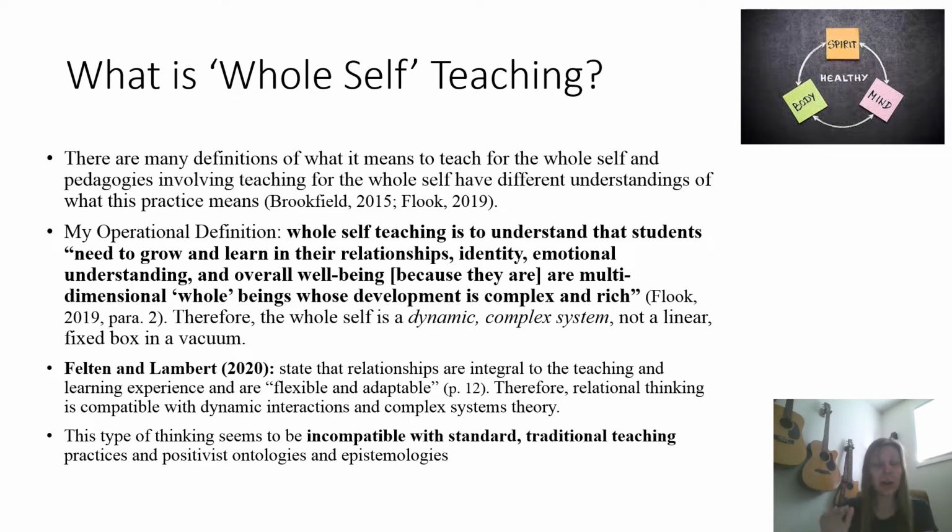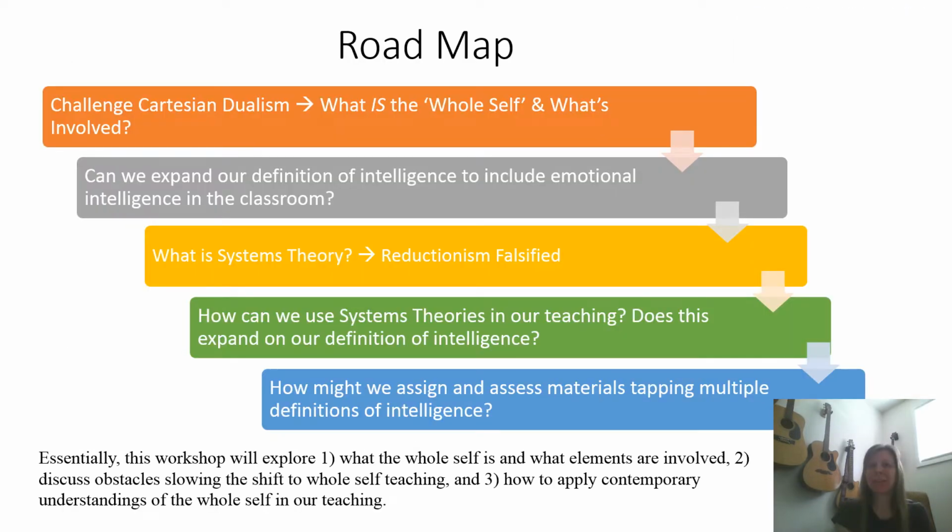Therefore, relational thinking is compatible with dynamic interactions involved in complex systems theory, which is a major theoretical framework here. This type of thinking, however, seems to be incompatible with standard traditional teaching practices that have positive ontologies and epistemologies, which could explain the slow shift to whole self teaching. This presentation will explore the disconnect between traditional and whole self teaching by working through some obstacles slowing down this shift, explore what constitutes the whole self, and how we can apply contemporary understandings of complex self in our teaching.